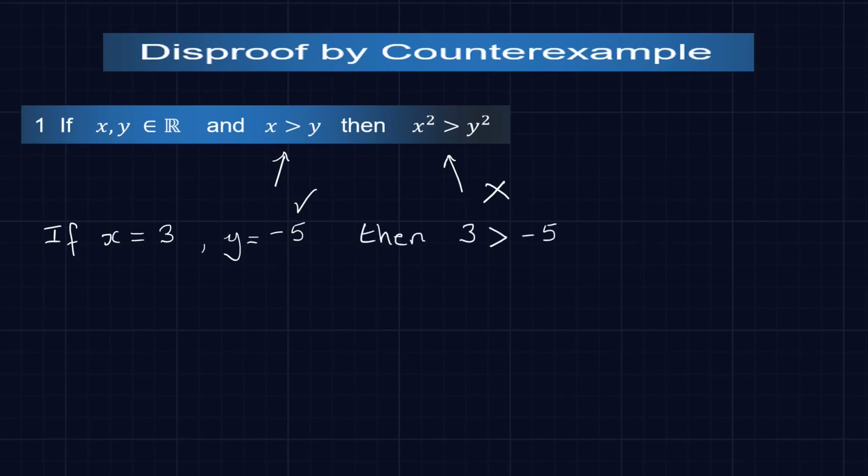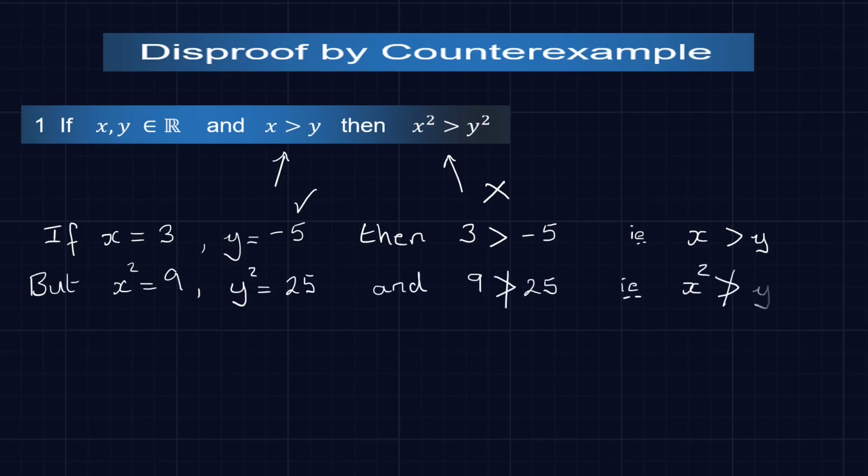3 is certainly greater than minus 5, but when we square them, x squared is not greater than y squared. We have a counterexample. The statement is false. And that's it. We find an example where the statement is false and we have disproved the statement.